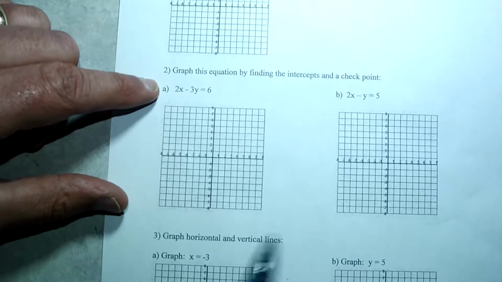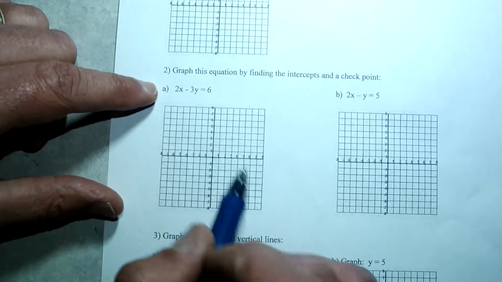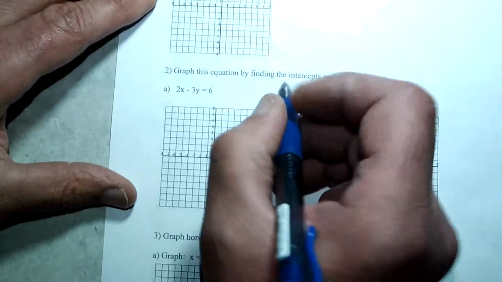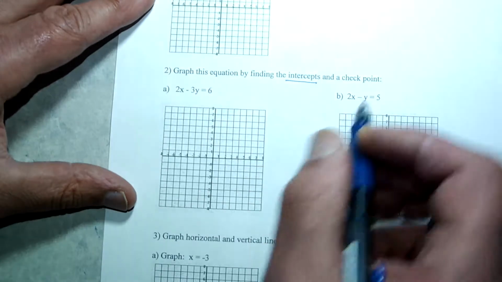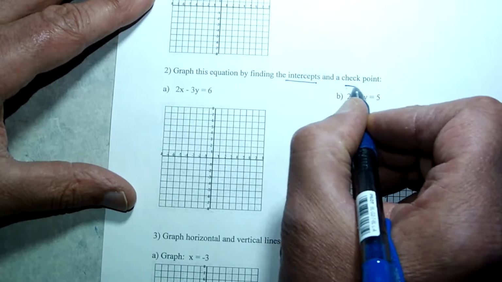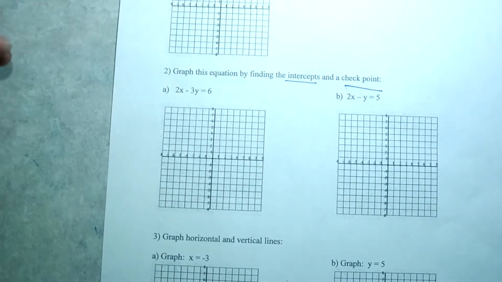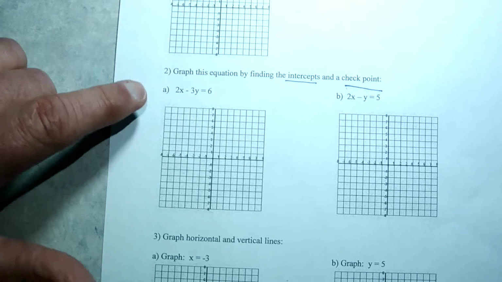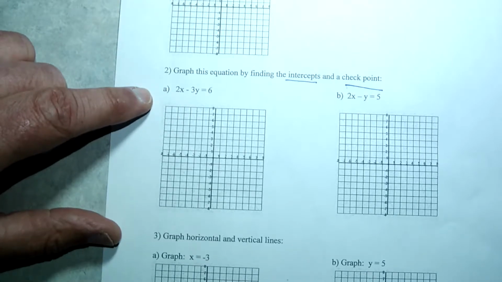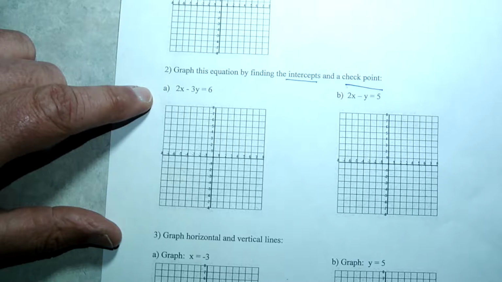And the graph of any equation really represents all the possible solutions. But here we're specifically looking for intercepts and then one additional point called a checkpoint, which we'll talk about in a minute. So let me take a look at this problem right here and see how we could find the intercepts.